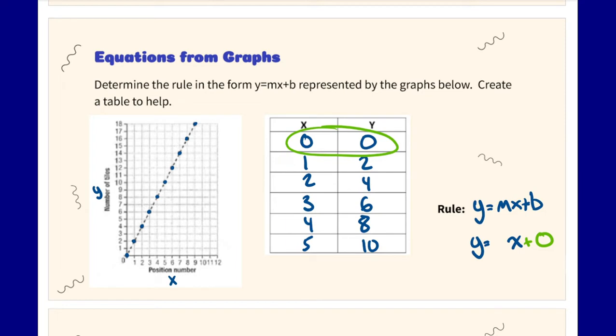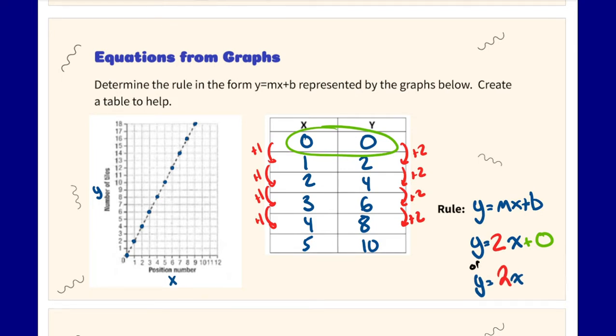Now I need to find my m value. What is my pattern changing by every time? Well, you can see that it's going up by 2. Similar to the last one, and I'm increasing by 1 position every time. So if every 1 position I'm going up 2, that tells me that my multiplier is 2. So this works out to y equals 2x plus 0, or just y equals 2x. Either would be correct. One's just showing additional information that's not really necessary.